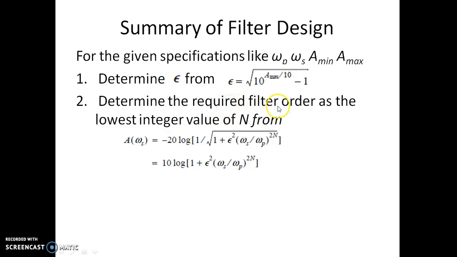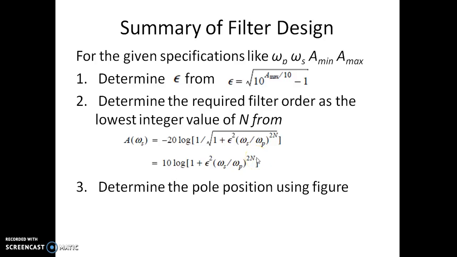Determine the required filter order as the lowest integer n from this equation. So we are going to estimate the value of n because we know this is a minimum, we know epsilon, omega s, omega p, all these are given. So we can certainly estimate the value of n.